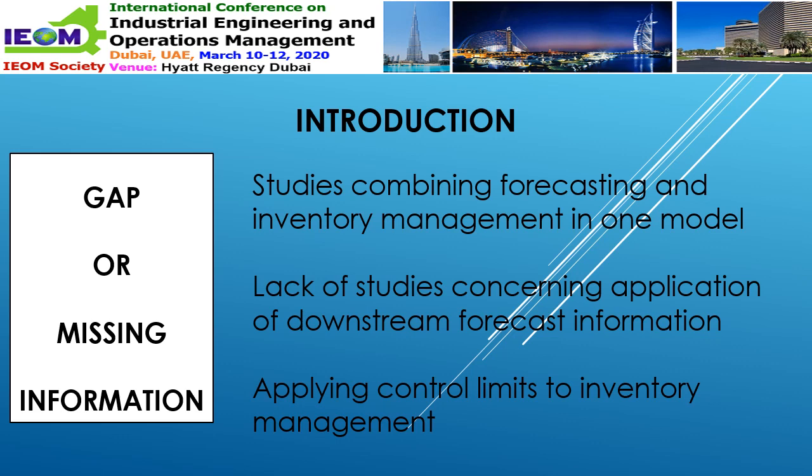So the gap, or the missing information, which was the basis of the study, are the following. There are few studies that combine forecasting and inventory management in one model, which has not been done in previous researches. There is also a lack of studies concerning application of downstream forecast information and applying control limits to inventory management.